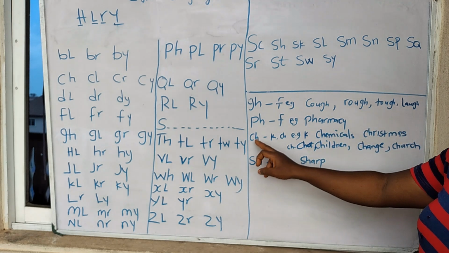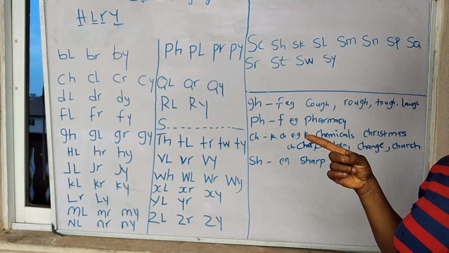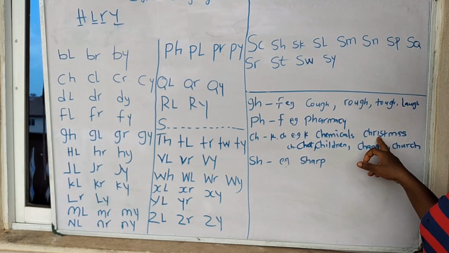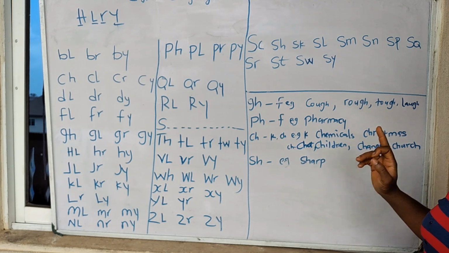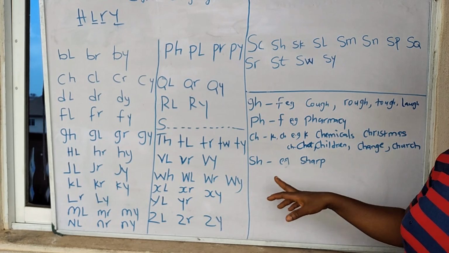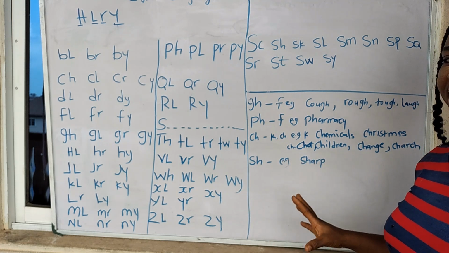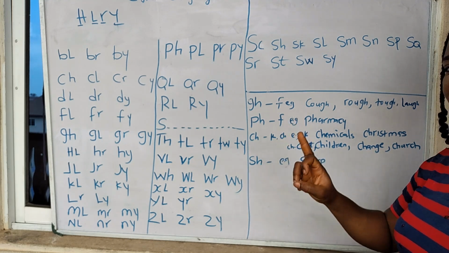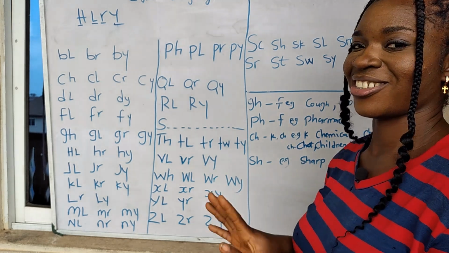Now, the CH sounds like chi or ki. You have it in chemicals, the ki. Christmas, the ki. We have it as chat, the chi. Children, the chi. Change, the chi. Church. We have CH, the chi sound. And then this is the she sound: sharp, shine, all the she there.